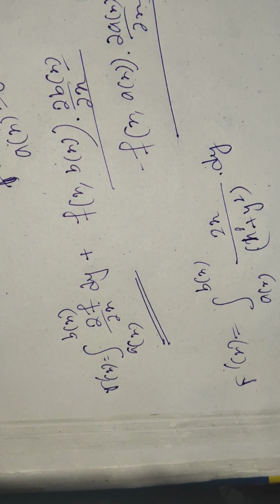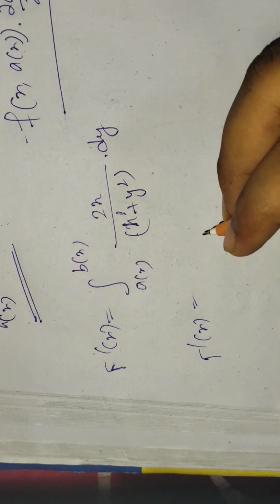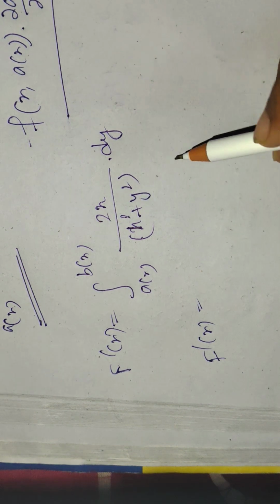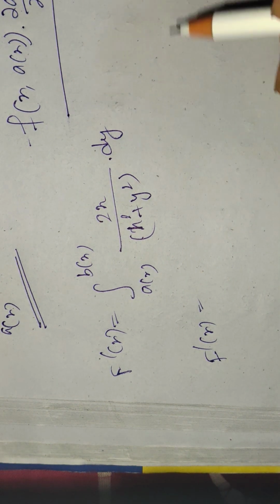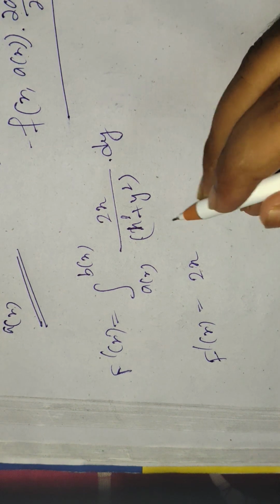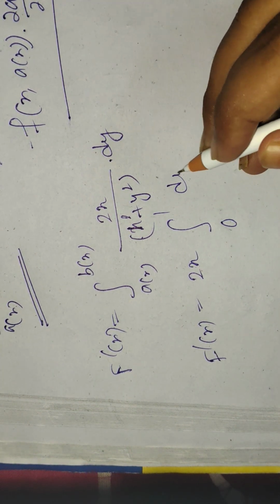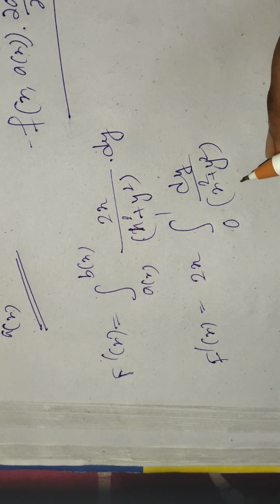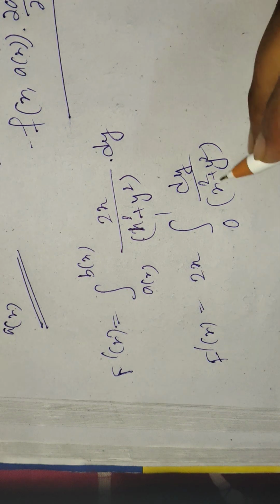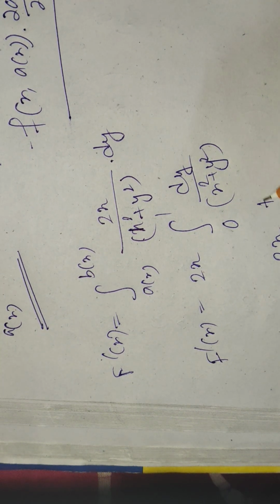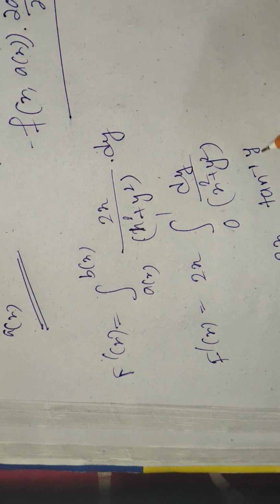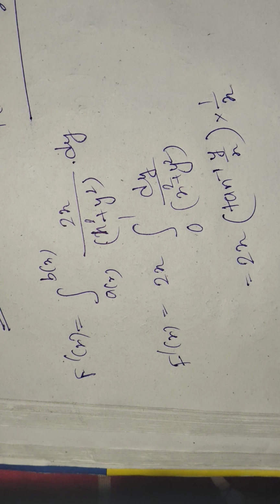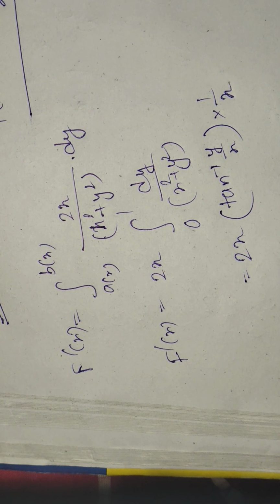Now it is very easy to solve. This is f dash of x. Now 2x will be treated as constant as we are integrating with respect to y. Now we have to integrate from 0 to 1, dy by x square plus y square. In that case, x square will be treated as a constant, right? So this is nothing but the differentiation of tan inverse y by x into 1 by x. Hopefully you can understand, right?